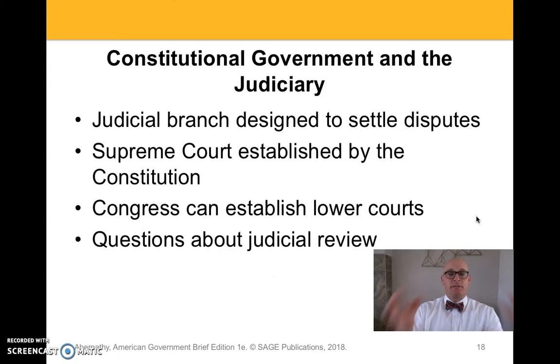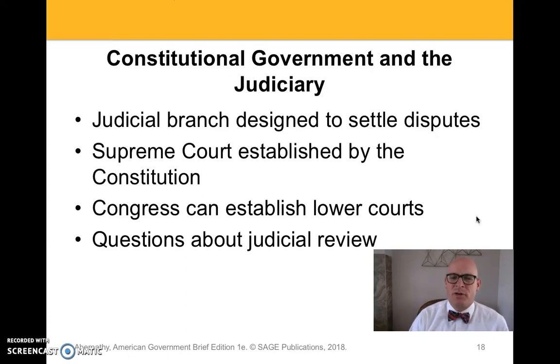Now, in this new Constitution, they set up a judiciary branch. That judiciary branch is judges. The whole idea behind that branch is that they were going to settle disputes, and they established a Supreme Court. The Supreme Court was going to just make sure that things worked well. Congress established lower courts in order to sort of filter out some of these smaller issues.